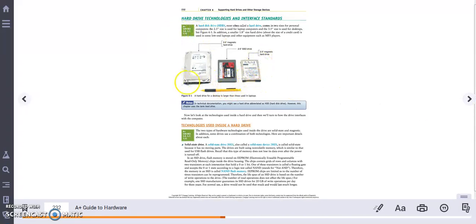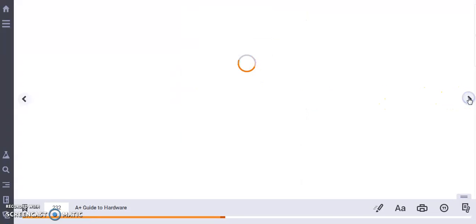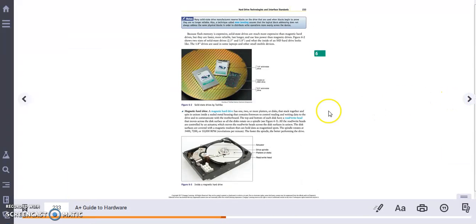Here on page 232 we have three different examples of hard drives. We have a magnetic type, which has a spinning disk inside. Here's a solid state drive, and then here's another magnetic drive. This is probably for a notebook, just because of the smaller size. We're talking about the technologies inside a hard drive.